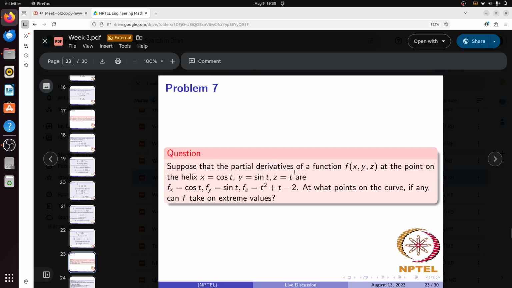Okay, the problem is: you have a function f(x, y, z) which you do not know. Suppose that the partial derivatives of f are known only at points on the helix x = cos t, y = sin t, z = t. What you get is f_x = cos t, f_y = sin t, and f_z = t² + t − 2. At what points on the curve, if any, can f take extreme values?